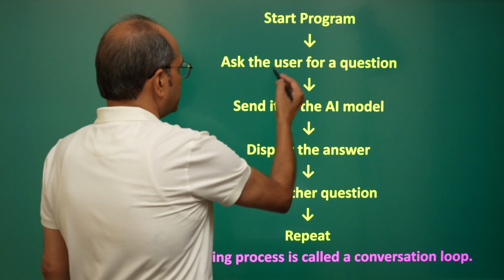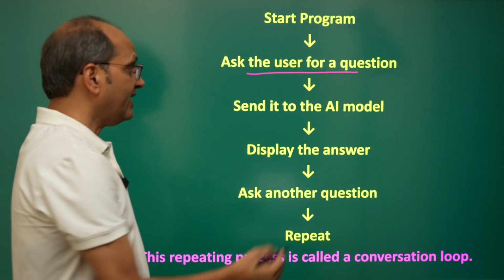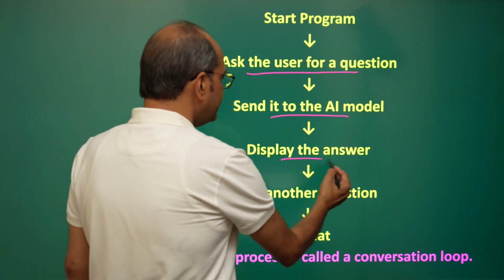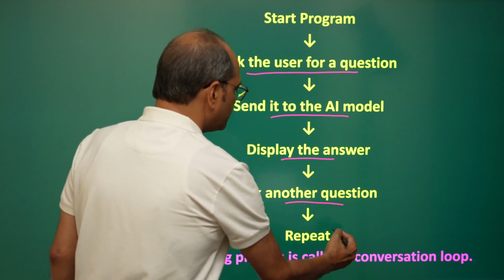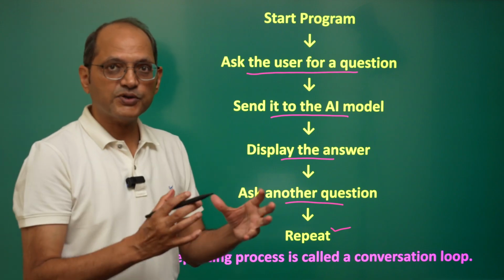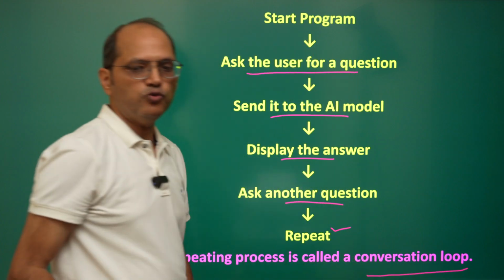Our program will start. It will ask the user for a question. That question will be sent to the AI model. It will display the answer. Then the user can ask another question and this process is repeated. This repeated process is called a conversational loop.